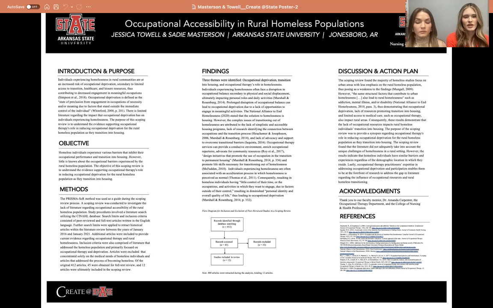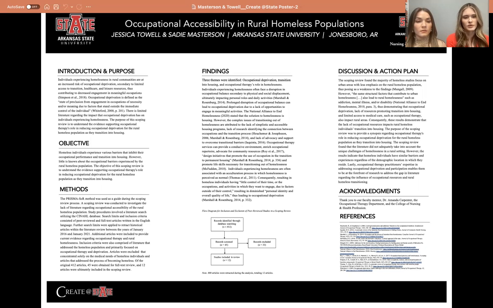The PRISMA-ScR method was used as a guide during the scoping review process. A scoping review was conducted to investigate the lack of literature regarding occupational accessibility of the rural homeless population. Study procedures involved the literature research utilizing Sentinel database. Search limits and inclusion criteria consisted of peer-reviewed and full-text articles written in the English language.